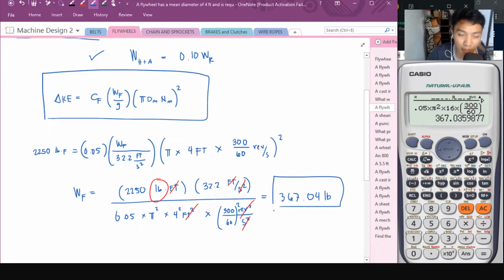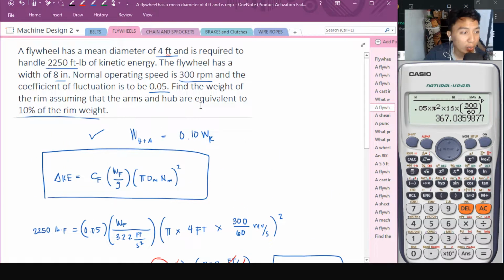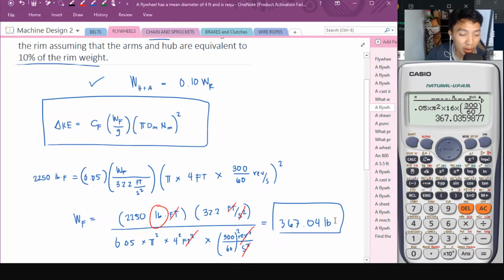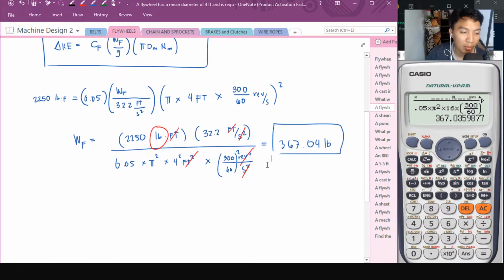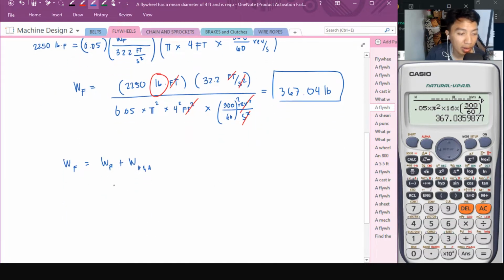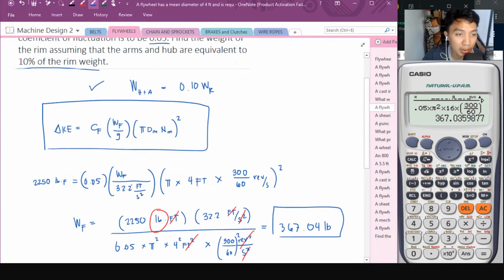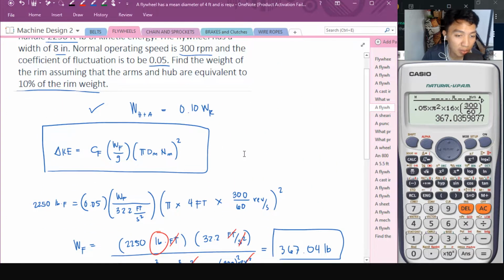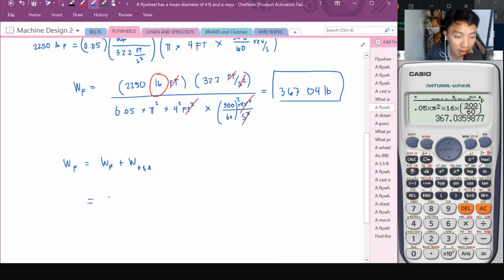Yan pa lang yung weight ng rim. Ang hinahanap mo dyan is the weight of the rim. Weight of the flywheel to, hindi pa yung weight of the rim. O, di ba ang weight ng flywheel is equal to the weight of the rim plus weight of the hub and arms. So, meron tayong condition dyan that the weight of the hub and arms is equal to 0.10 ng weight ng rim. O di, weight ng rim plus 0.1 of weight ng rim. Well, the weight of the flywheel is 367.04 pounds.